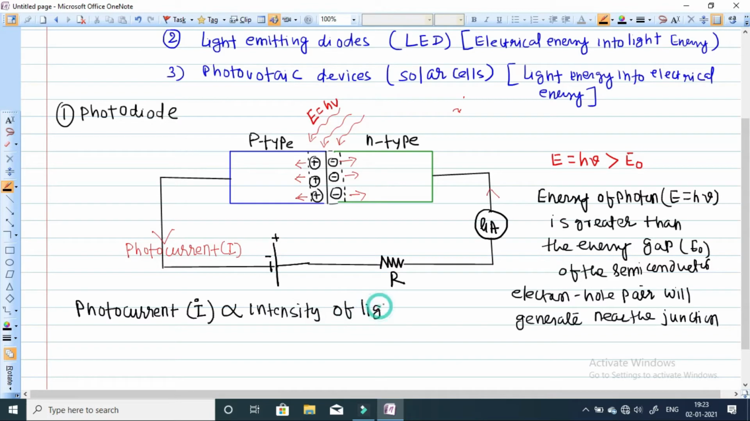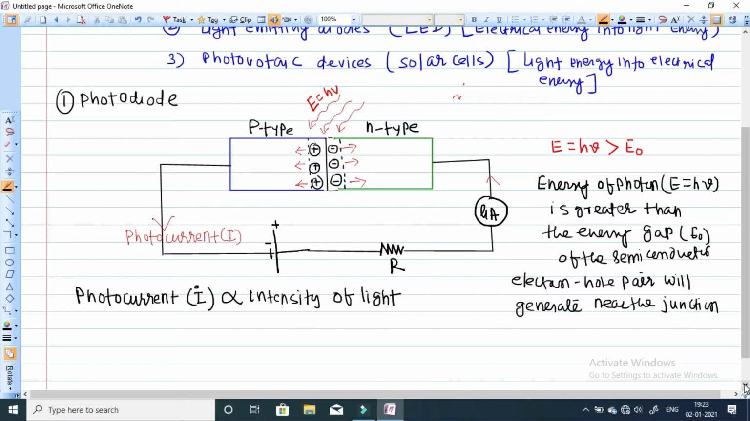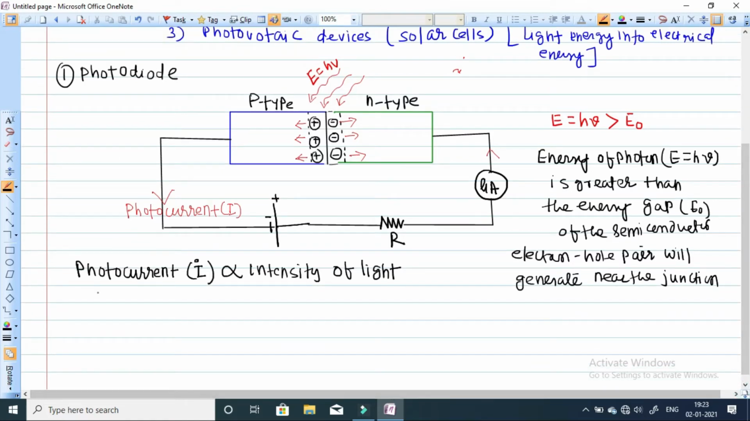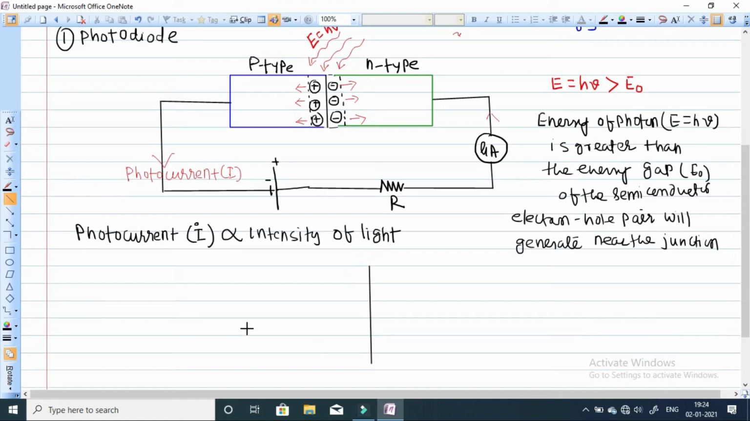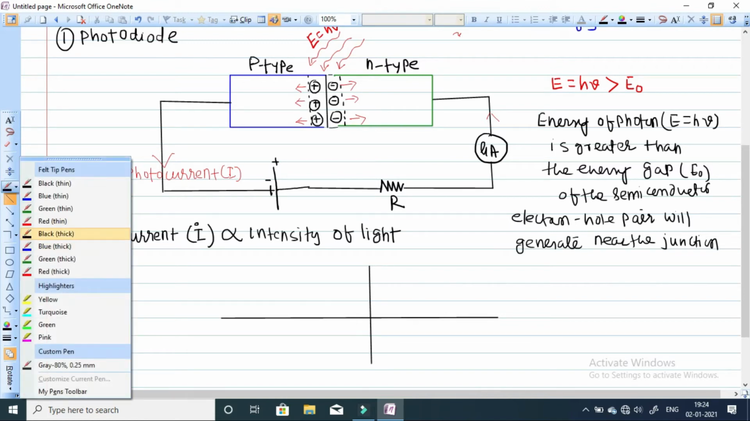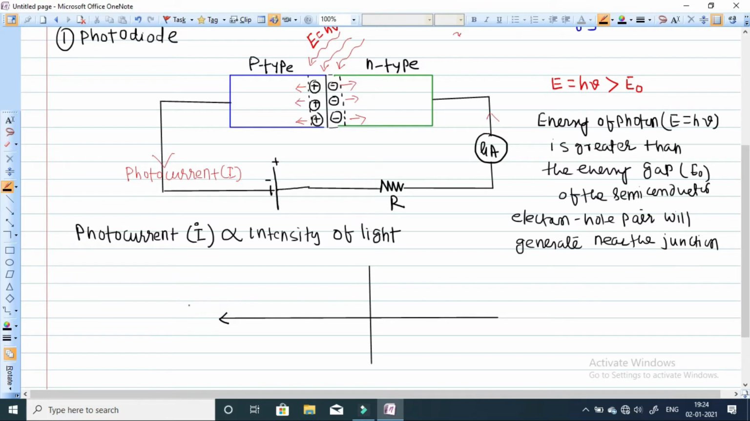If you plot a graph between current and external potential difference, because it is reverse bias, we can plot the graph in the third quadrant. Along the x-axis we are taking the potential difference, in the reverse bias negative direction, and along the y-axis the current. So what will be the shape of the graph? The shape of the graph will be like this.